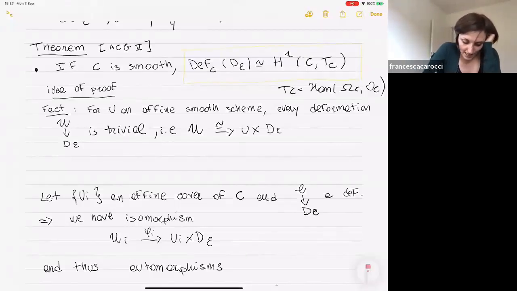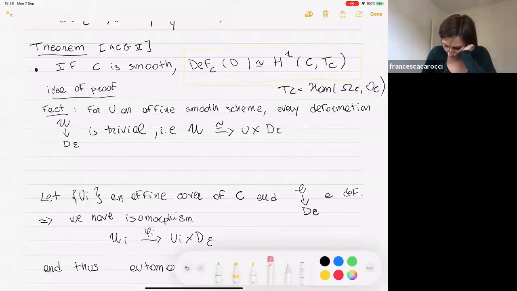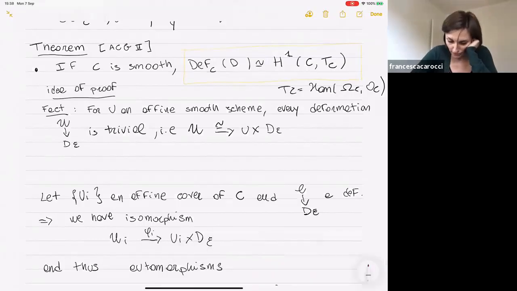And the first statement is the following: if C is a smooth curve, then the deformations over the dual numbers are classified by the H1 of the tangent sheaf of the curve, which I remind you is just the dual of the sheaf of differentials, or canonical. So let's see how you prove such a statement, just to have an idea of how this works. We have to take something for granted, but you can find this also in the references I've told you before.